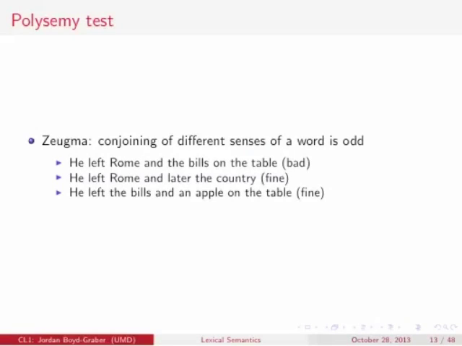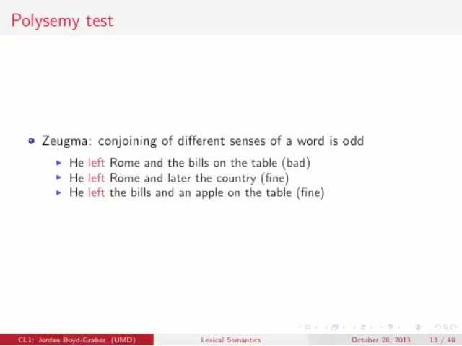So how do you test if words are actually polysemous, that they're not referring to the same underlying meaning? There's a test called the Zeugma test. This is when you form a conjunction with the two senses together. So for example, if you take these three sentences, they all have the verb left in a conjunction. In the first case, we have, he left Rome and the bills on the table. That sounds weird, but the other two, he left Rome and later the country, okay. He left the bills and an apple on the table, that's also fine.